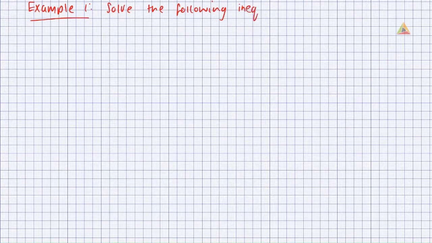Okay, so example 1 for linear inequalities. And this is the way you'll see it written down on an exam paper as well. So the question is to solve the following inequality. So solve the following inequality. So this is what it's going to look like. Now, that looks a lot worse than it actually is.